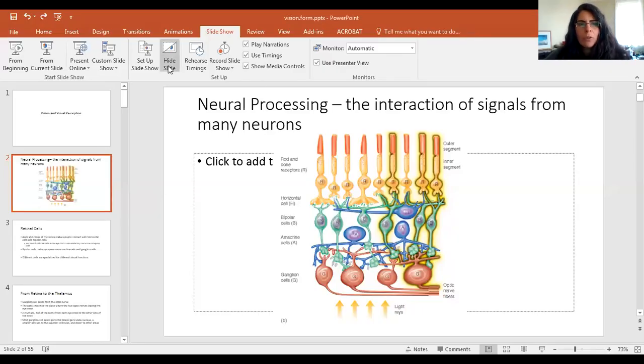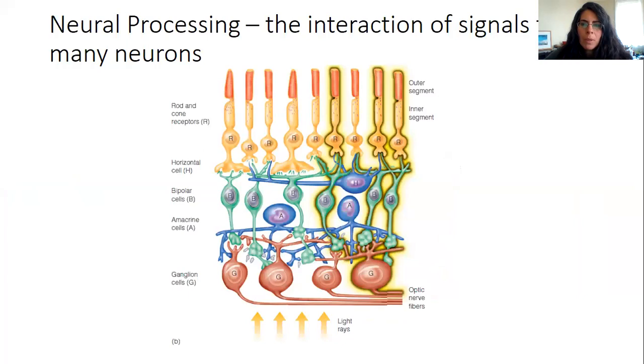Good morning. Today we are going to dive deeper into cellular processing in the visual system. So, got my slides up here. We're going to go back to the network of cells that live on the retina, and each of these cells has different functions.